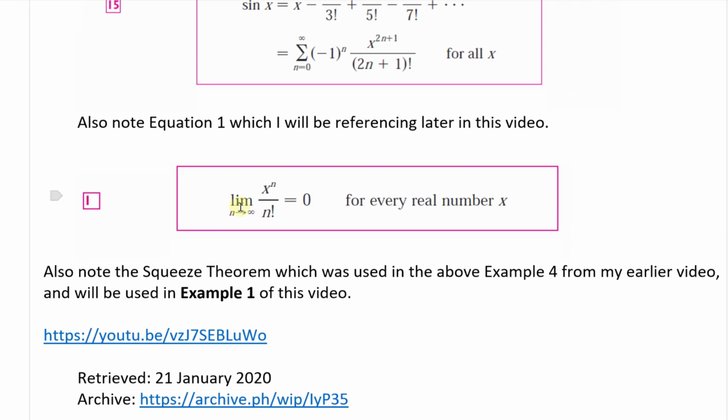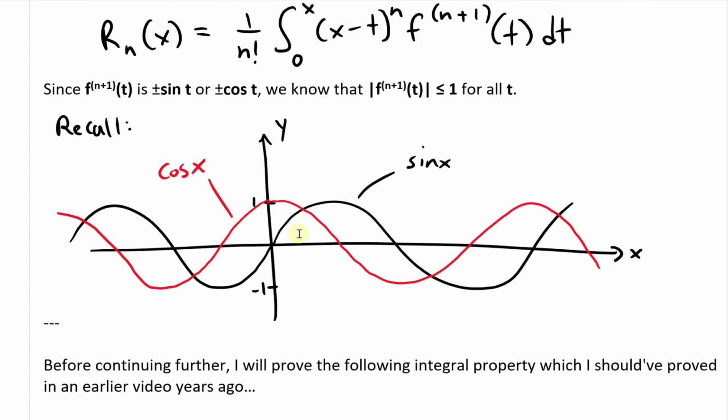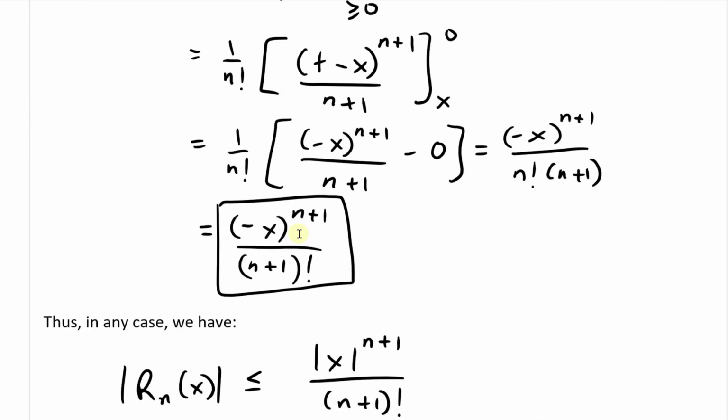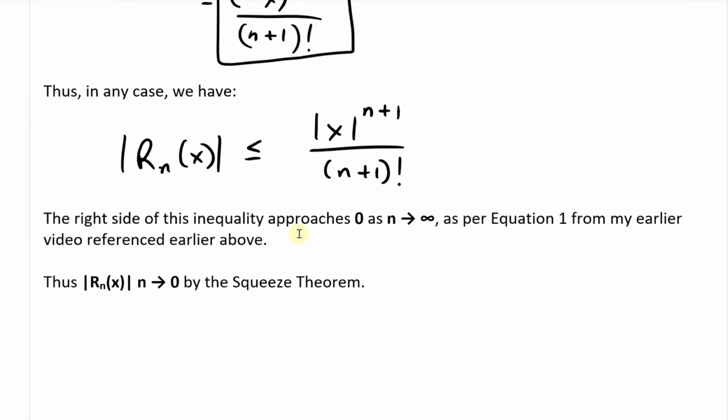This is the limit as n approaches infinity of x to the power of n divided by n factorial, and this goes to 0. In our case, it's just n plus 1, and this one's n plus 1 factorial, but it's the same thing. So that approaches 0, again from my earlier video, so check that out if you so wish. Thus, the absolute value of the remainder Rn of x approaches 0 as n approaches infinity.